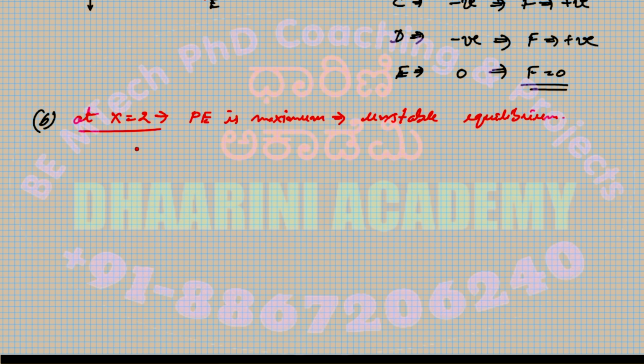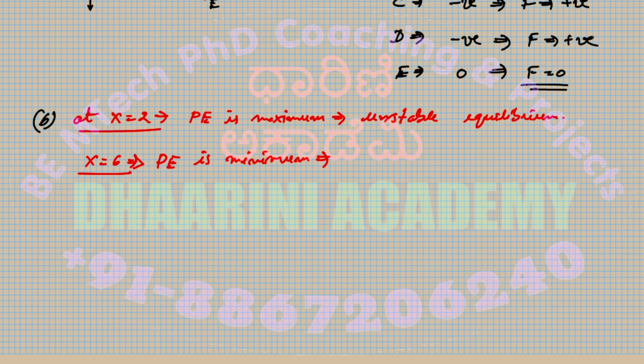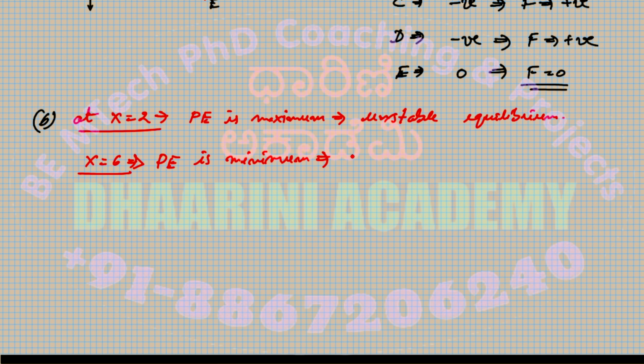Unstable equilibrium. Now at x equal to 6, the potential energy of the object is, you can see that it is minimum. We know from our previous table that if an object has minimum potential energy, that will be considered as the stable equilibrium position.